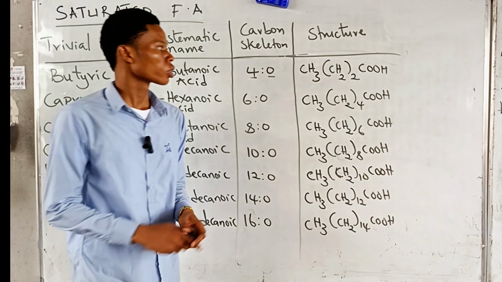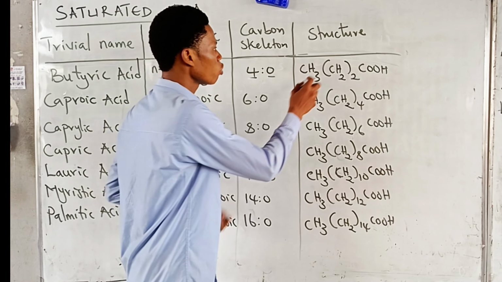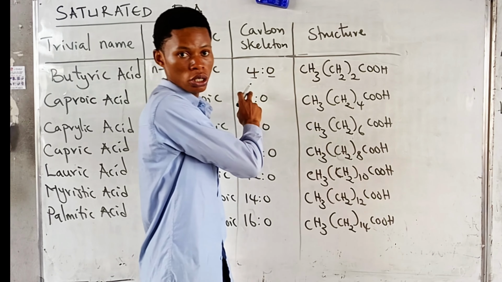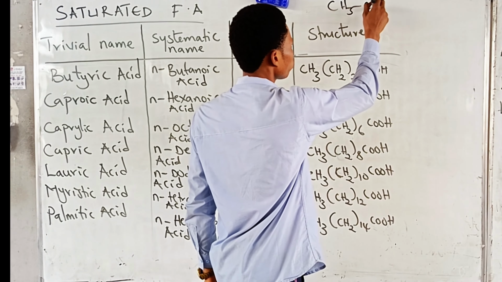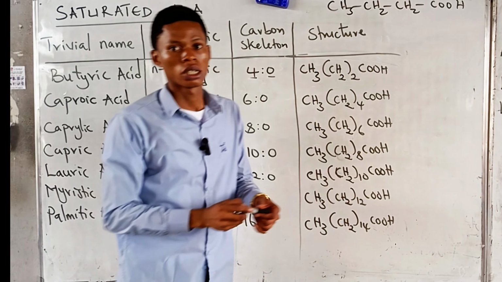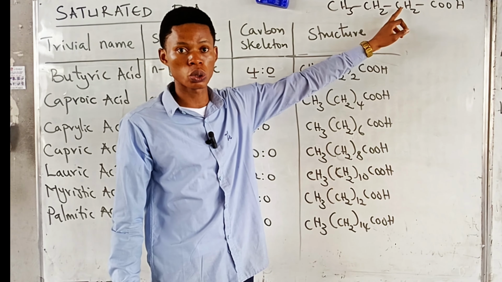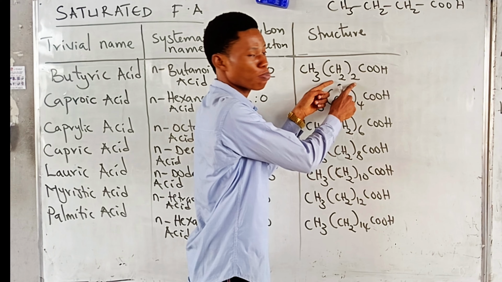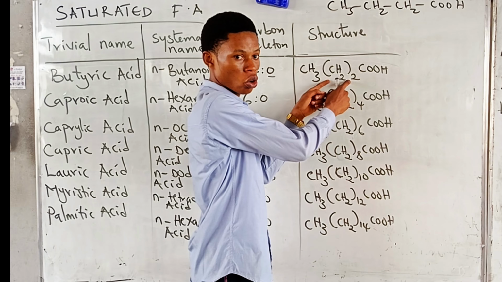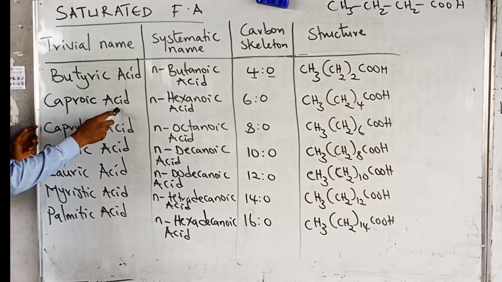Now the structure is just your normal carboxylic acid. You agree with me that butanoic acid, that's butyric acid, has 4 carbons, right? So you can draw your 4 carbons. Please listen up. This is it. But if you check very well, this and this, they are the same, right? CH2, CH2. So we can just write the CH2 in brackets and indicate that we have 2 of it instead of writing the long chain. So that's butyric acid. Then the next one is caproic acid.